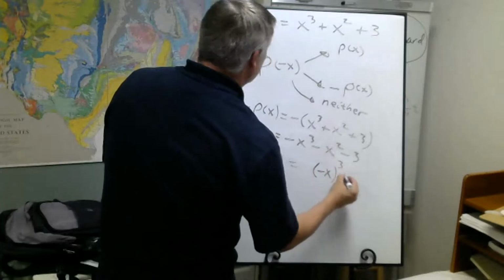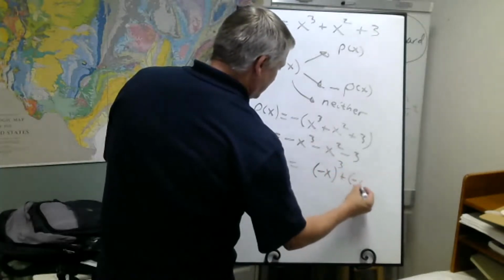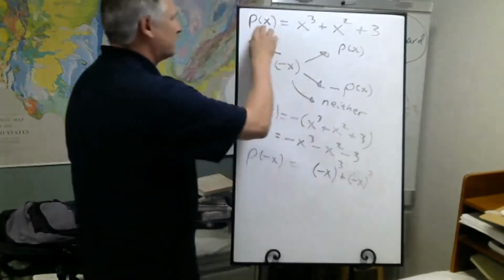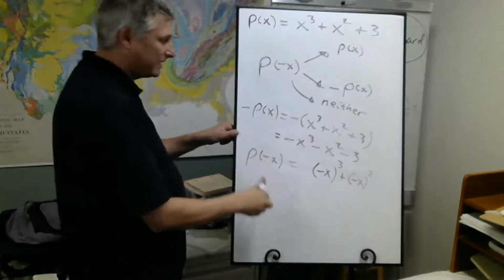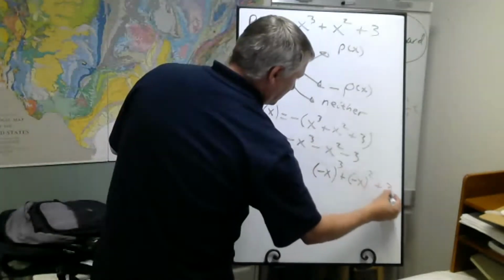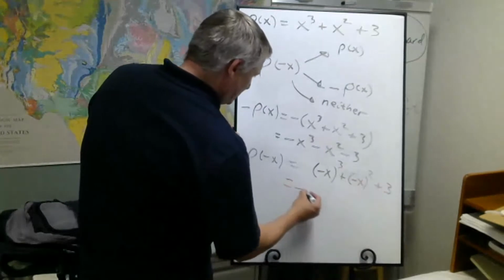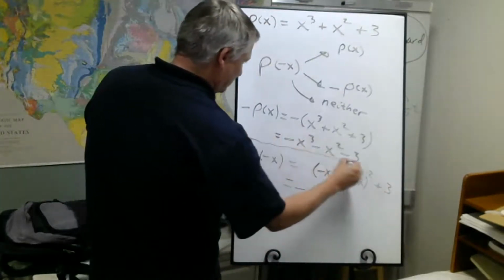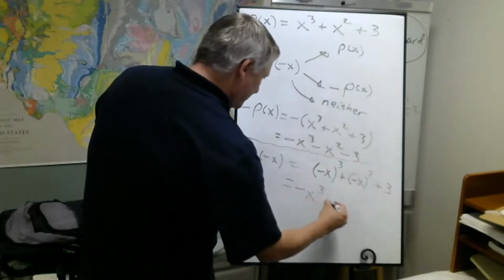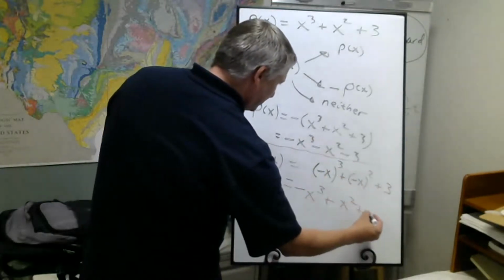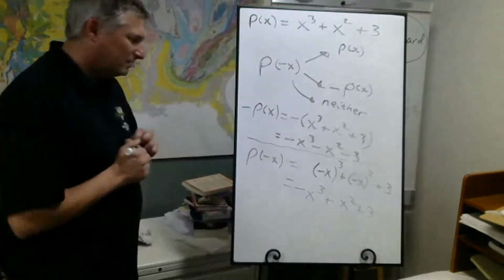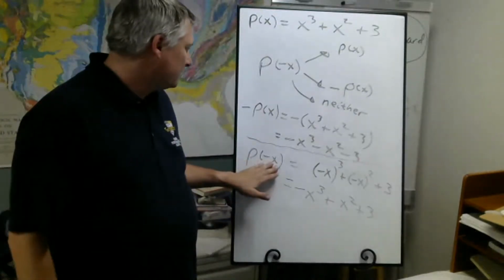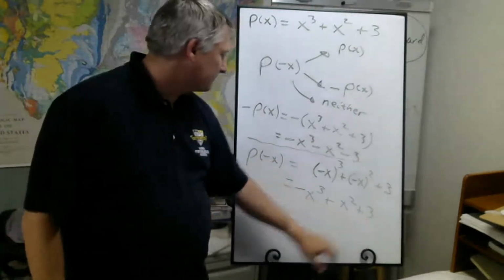Negative x cubed plus negative x squared. Again, we're taking p of x, we're plugging in negative x. We just have plus 3. So this has become negative x cubed, so starting to look like this one. Draw a line here. But then we get plus x squared plus 3. So we put in negative x, and we got this.